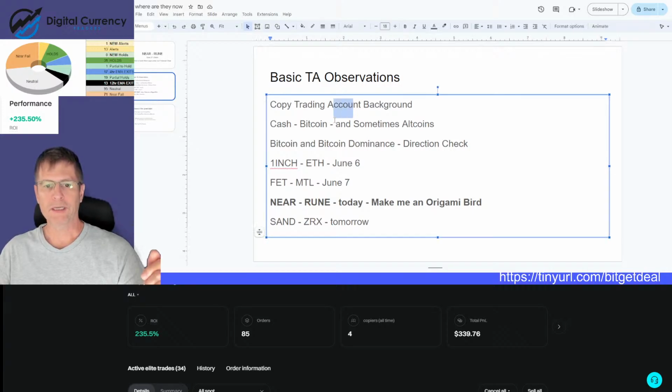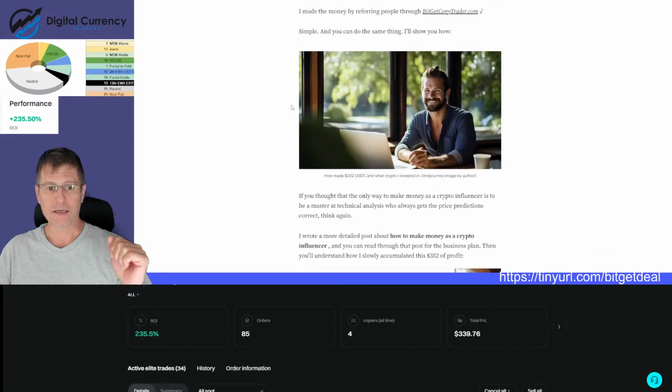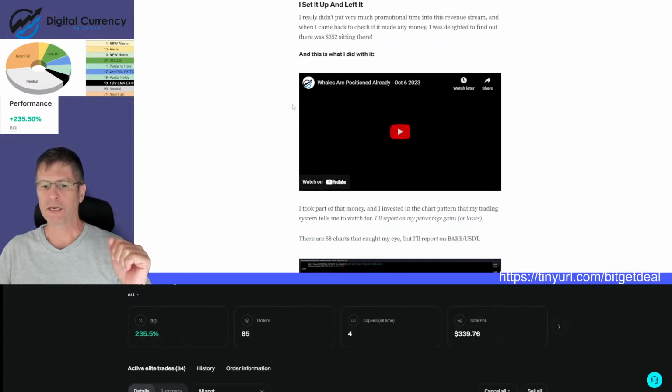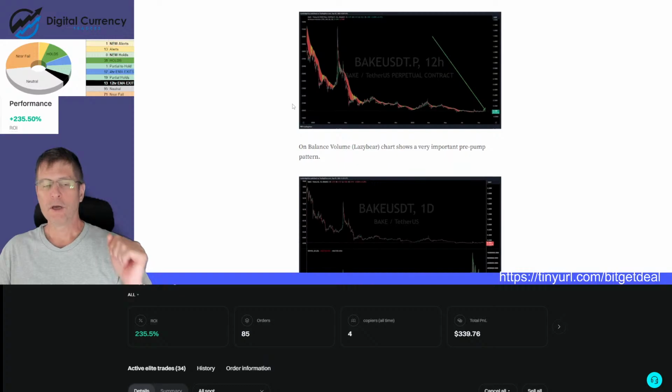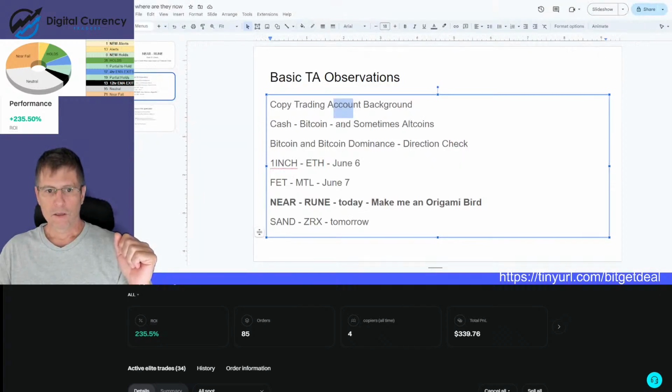The copy trading account background started out with no money. It started out with just talking about BitGet and the copy trading account there. People joined up and they traded on BitGet and I made some referral earnings. It grew until it was $352 and I noticed it. Then I took that money and invested it into Bake Token. Bake Token took off and then I've taken that money and reinvested it into a portfolio now. That portfolio has closed profit of 235% since we opened it.